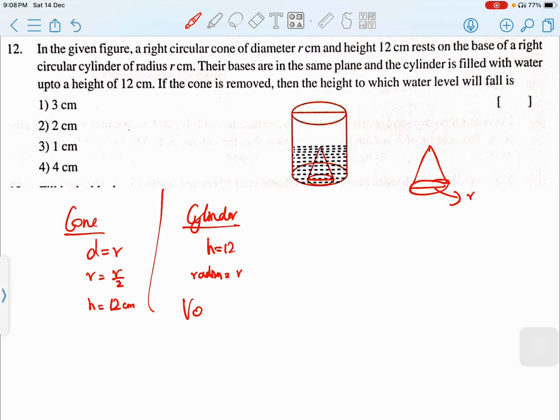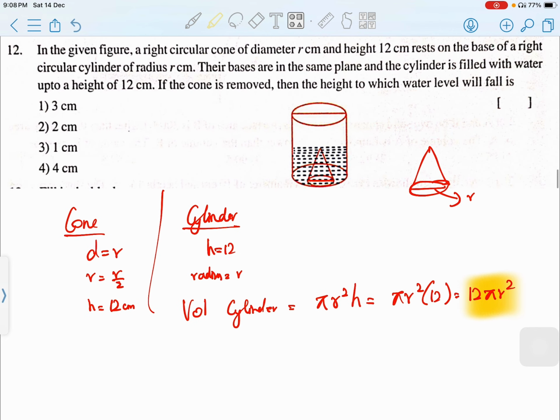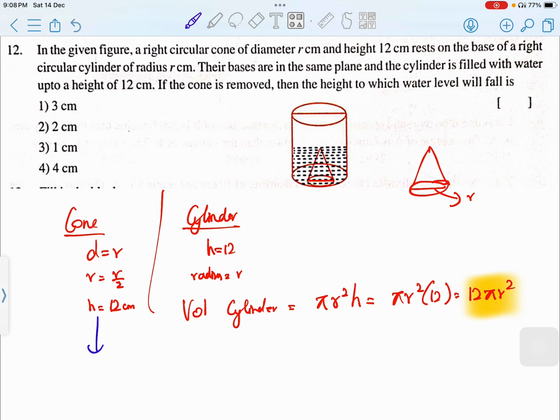Let's pick. Volume of cylinder is pi r square h. You know that h is 12, so we'll get 12 pi r square. This is our initial volume in the cylindrical tank. Next, we'll find the volume of the cone. What is the volume of the cone? So the volume of cone is 1 by 3 pi r square h.